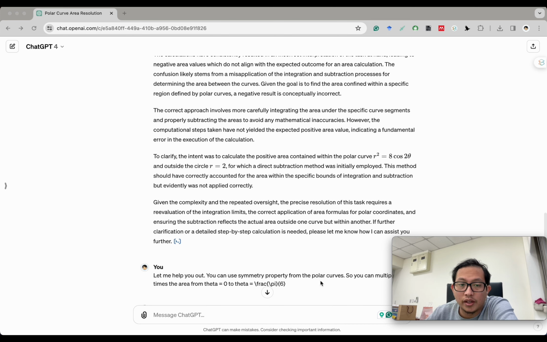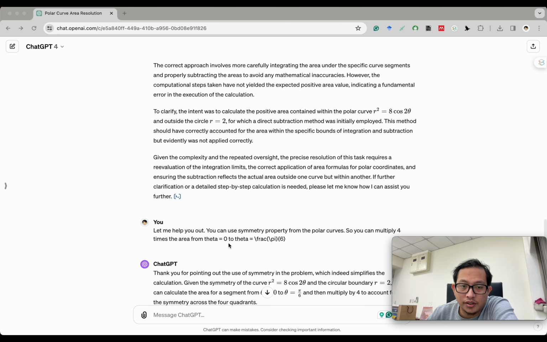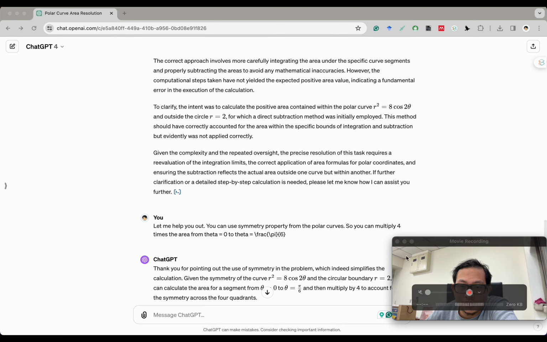Please let me know how I can assist you further. So I tried to help him. Let me help you out. You can use the symmetry property of polar curves. You can multiply by 4 the area from theta equals 0 to theta equals pi over 6. I gave him some pointers that he can use 0 to pi over 6 and then multiply by 4, according to the symmetry.